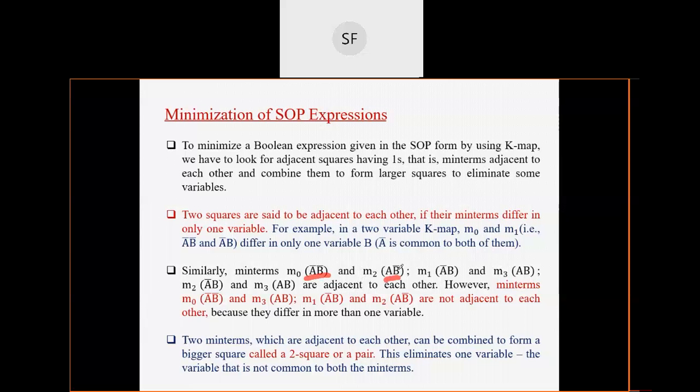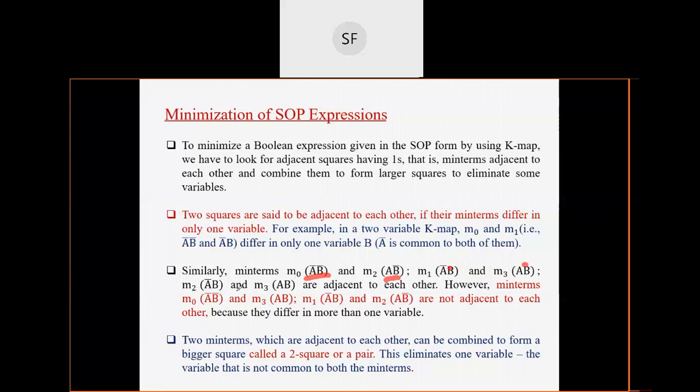Similarly, M1 is shown by A bar B and M3 is AB. Again, you can observe B is constant here, whereas A bar and A are changing. So what you have to observe is that two cells will be adjacent only when, out of two variables, one is constant and only one variable varies.